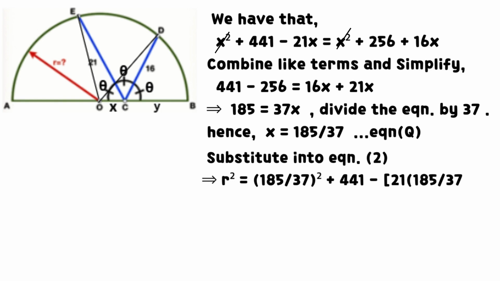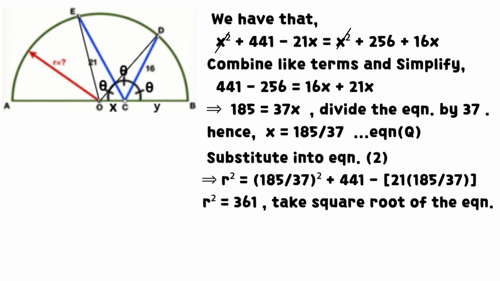Substitute into equation 2. This implies that the square of r equals the sum of the square of 185 divided by 37 and 441 minus 21 times 185 divided by 37, which equals 361. Take the square root of the equation and we have that r equals the square root of 361, which equals 19 units. Therefore, r equals 19 units.